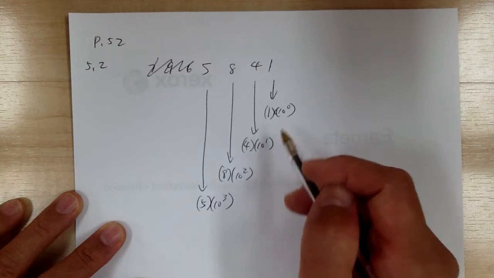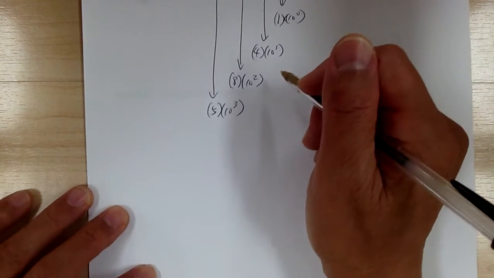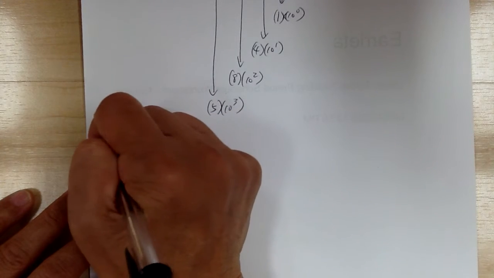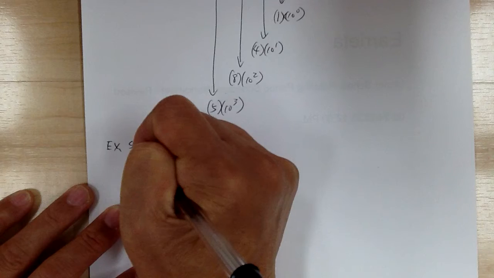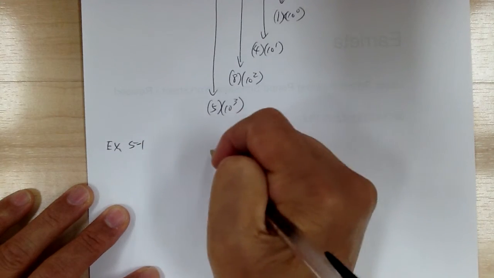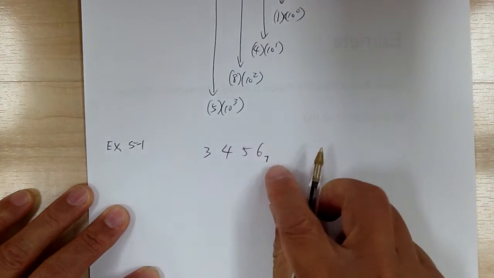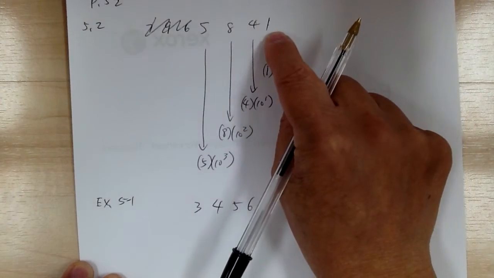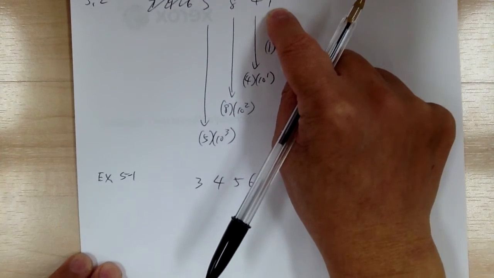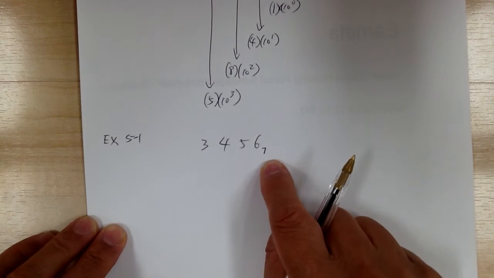So with this in mind, if you go to example 5.1, you have 3, 4, 5, 6, and another number over here tells you this is base 7. By default, when you don't see a number, it means base 10, because that's the one we've been using. You want to convert this into base 10.